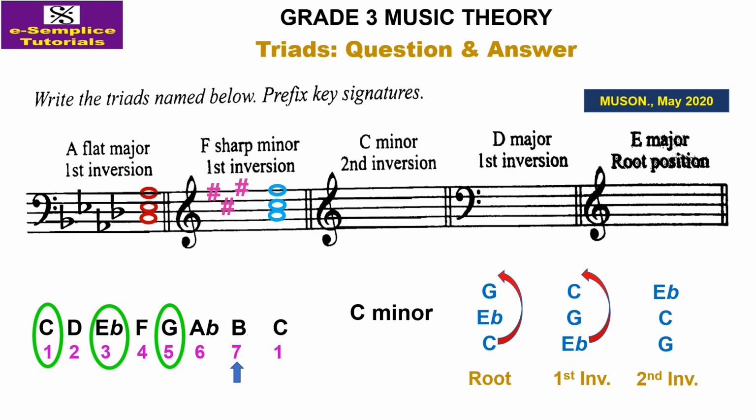But we need to prefix the key signature of C minor, and that is B flat, E flat, and A flat. Let's stack our second inversion triad. G first, C next, and E flat.